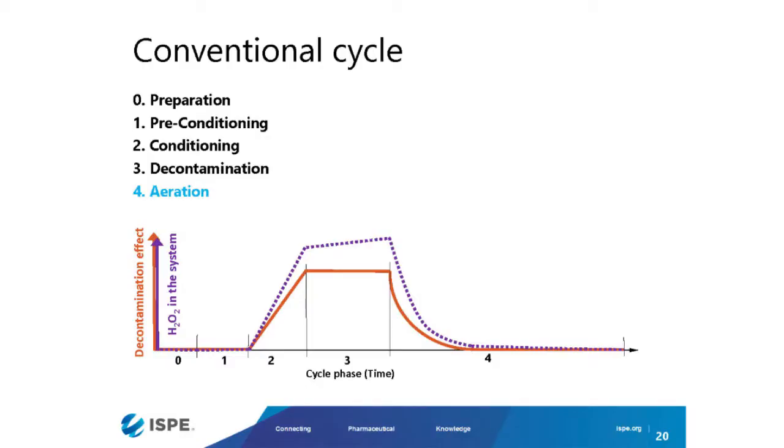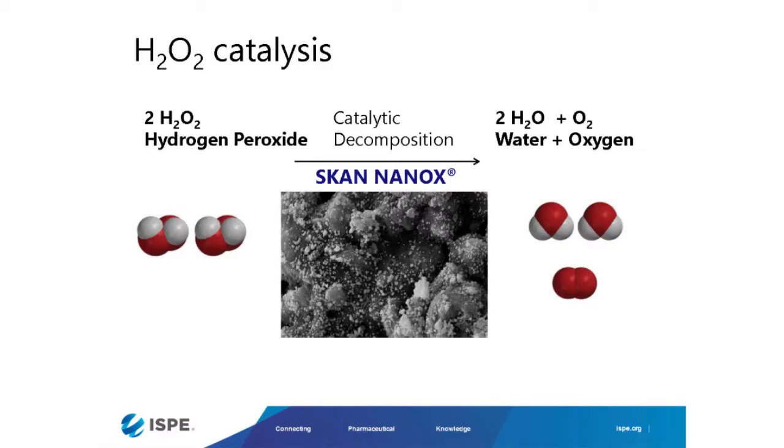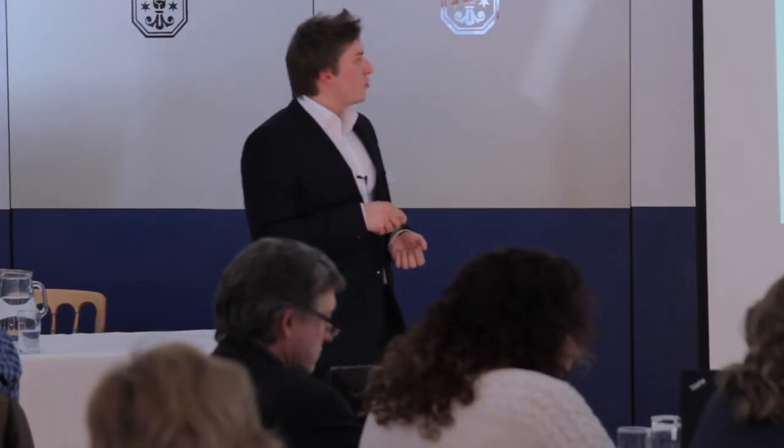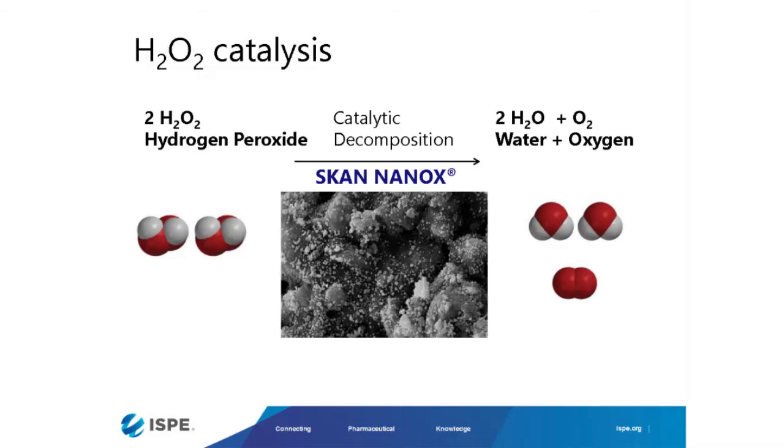The aeration is the longest phase, so this is where most of the innovation starts, to reduce this aeration. How do we do this? There has been a lot of development among us and also our competitors to develop new catalysts. We also continued on this. Hydrogen peroxide decomposes on its own into water and oxygen, mostly on the surfaces of the isolator. But if you help a little with some catalysts, you can make this decomposition extremely fast.